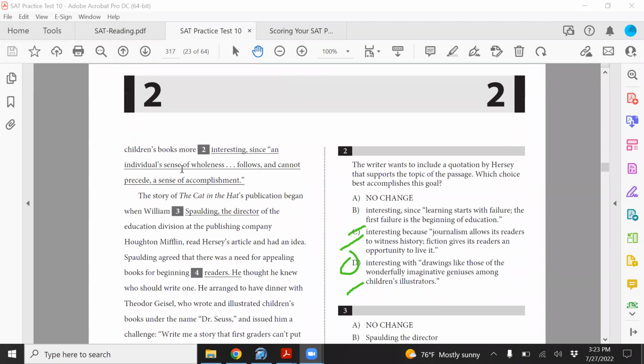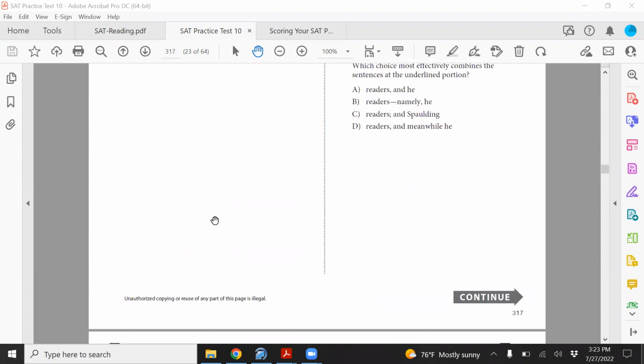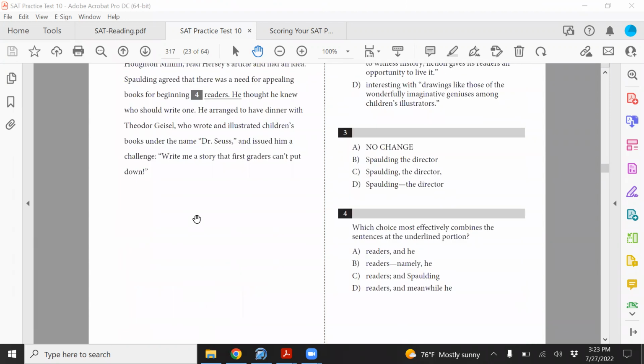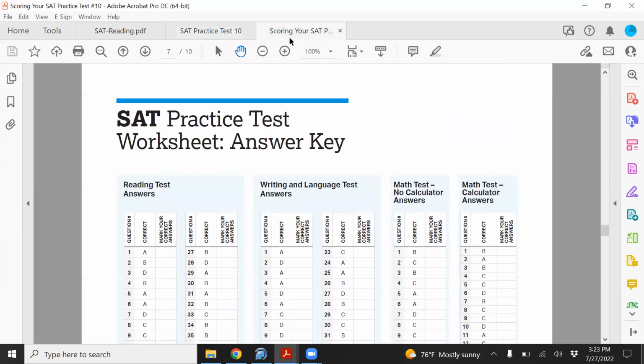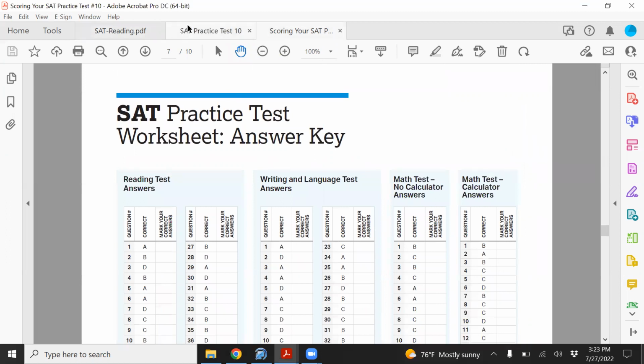Was to make children's books more interesting with drawings like those of the wonderfully imagined geniuses among children's. Yeah, I'd probably go D because he was an illustrator. Because they did say he was an accomplished writer and illustrator. And let me double check the answer just to be sure. Yeah, it's D. Yep.